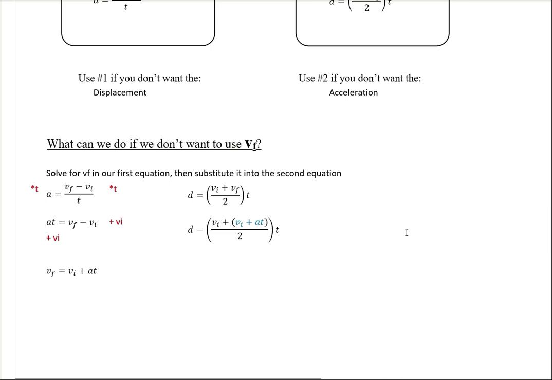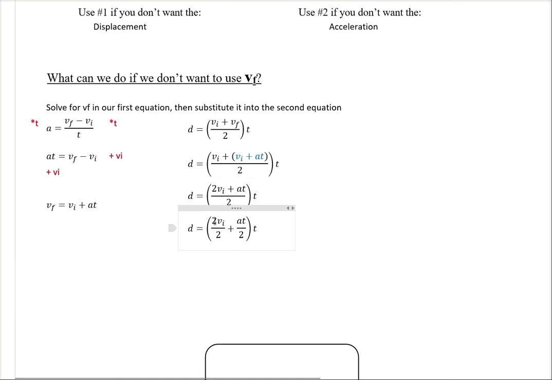I see the inside brackets aren't really doing much, so I can just bring it together. Vi plus Vi is 2 Vi's, and so I have 2 Vi's plus at over 2. I'm actually just going to separate that addition, so it's 2 Vi over 2 plus at over 2. The 2 over 2 here will cancel out, and the over 2 here leaves us with just 1/2 of the a times t.